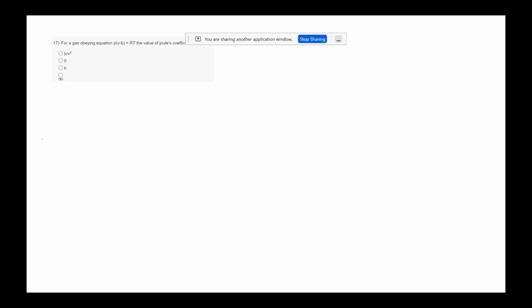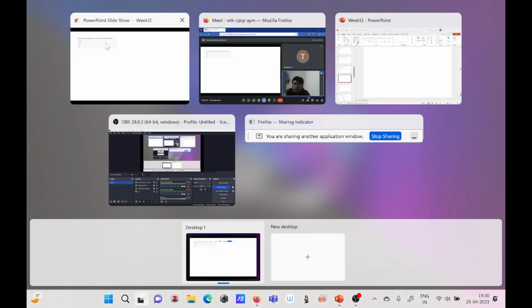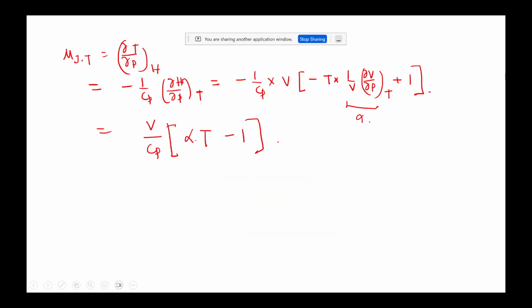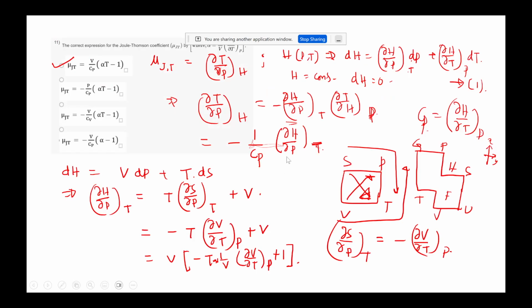Okay, now this. For a gas obeying the equation P times V minus B equals RT, find the value of the Joule coefficient. Use this formula: minus 1 by Cp, del H del P at constant T. So it is T dV dT at constant P, minus V, times 1 by Cp. Got my point?